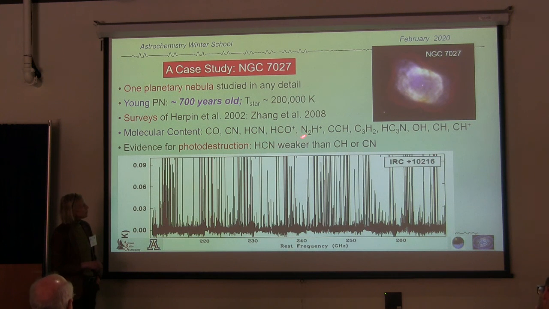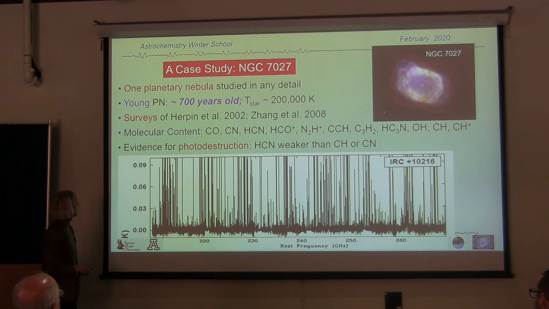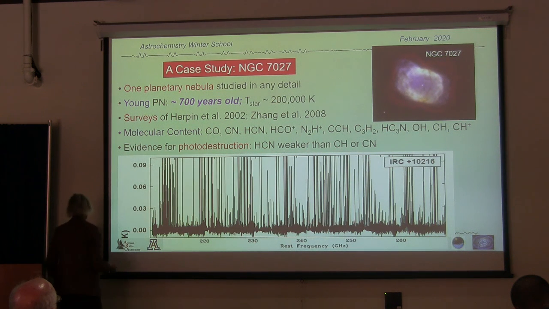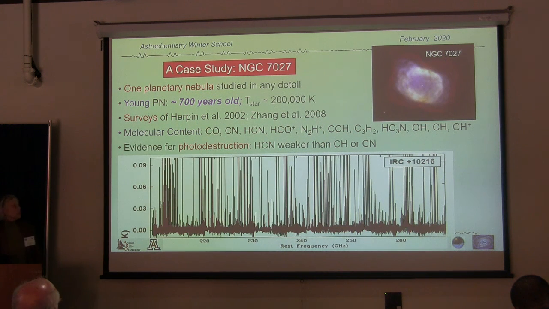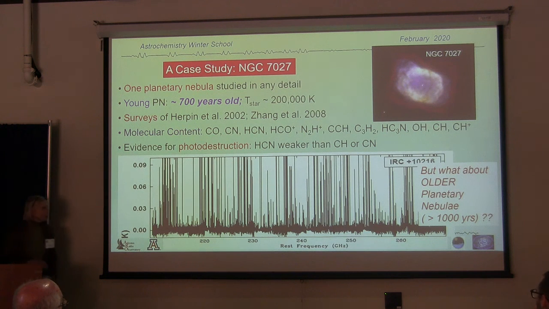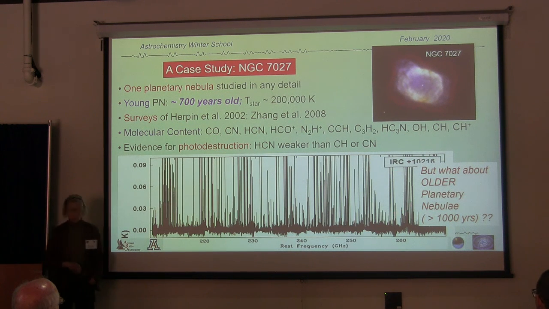Zhang and Kwok found things like N2H+, HC3N, cyclic C3H2, and so forth. And so this was hinting that there was more in planetary nebulae than we had previously thought. There was some evidence of photodestruction in Zhang and Kwok's data. They found that HCN was weaker than either CN or CH, and so CN presumably forms from the ultraviolet photodestruction of HCN. But this was a young nebula. What happens in older nebulae?